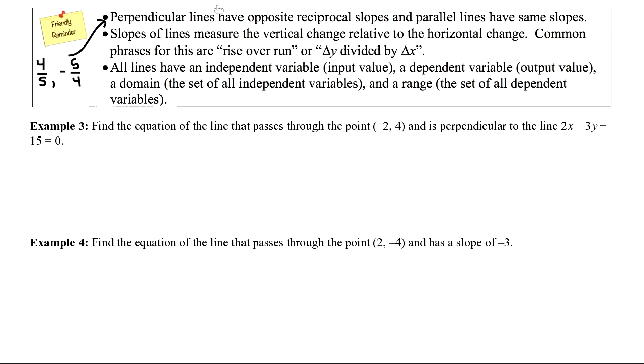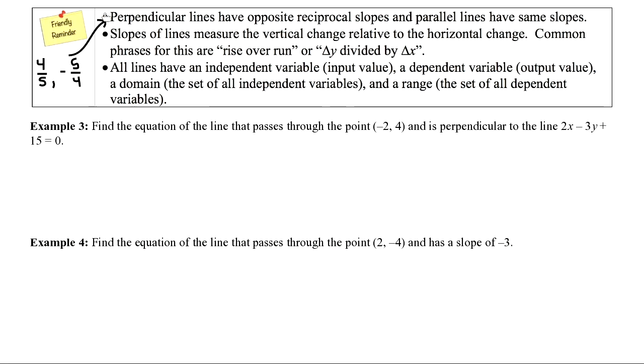Parallel lines have the same slope. We already talked about this. Slopes of lines measure the vertical change relative to the horizontal change. So common phrases are rise over run or delta y divided by delta x. And then the other thing that we'll talk about just briefly here and then more in detail later is that all lines actually have an independent variable, which we call the input value, a dependent variable, which we call the output value, a domain, which is all of the inputs that we use for a particular function, and the range is all of the outputs that we use for a function. So we'll talk more about this later, but I just want you to start kind of recalling that from memory.